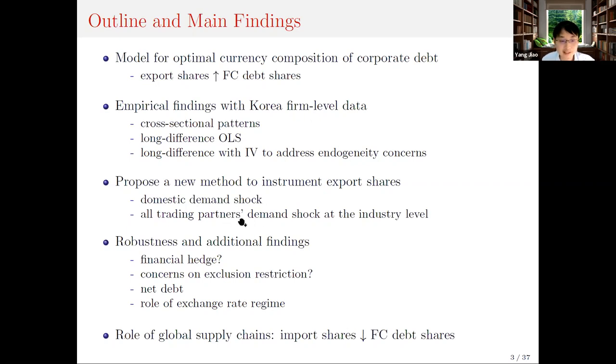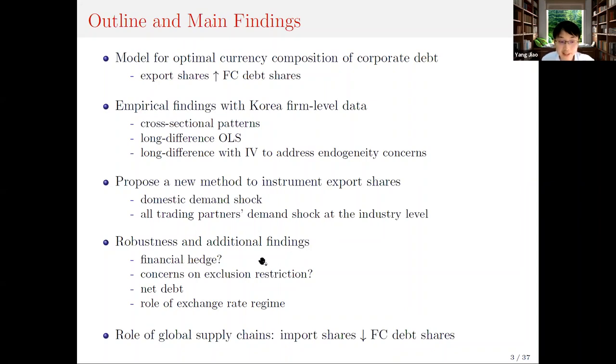So we will essentially use all South Korea's trading partners' demand shocks at the industry level in a certain period to show that actually when we use this IV approach, we still get this conclusion that an export share increase will lead to a foreign currency debt share increase. We provide additional robustness checks and also some additional findings that are going to be consistent with our story.